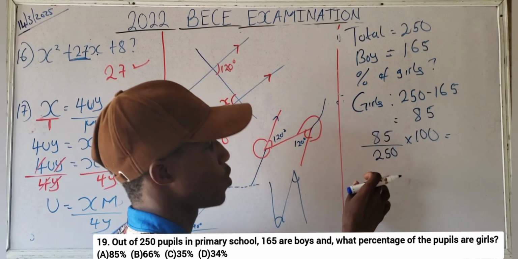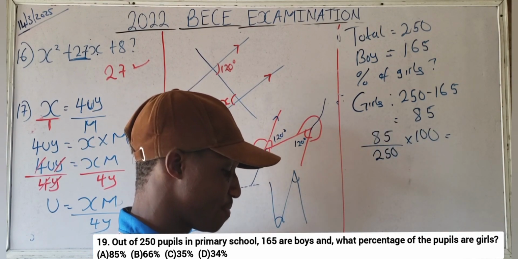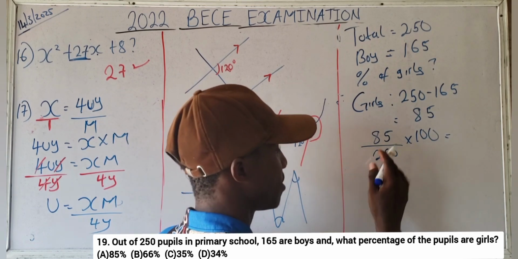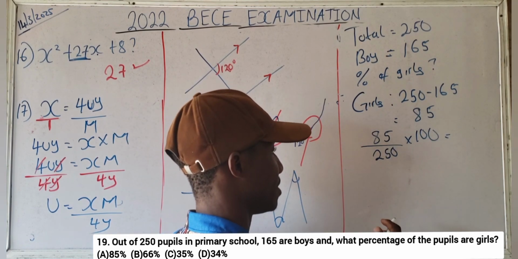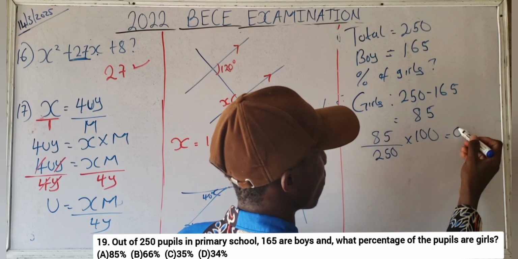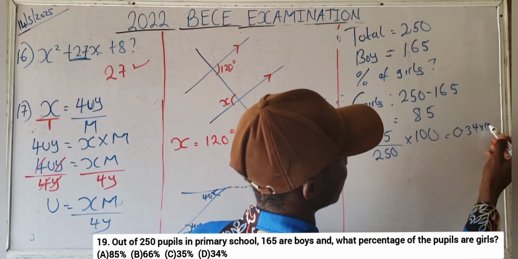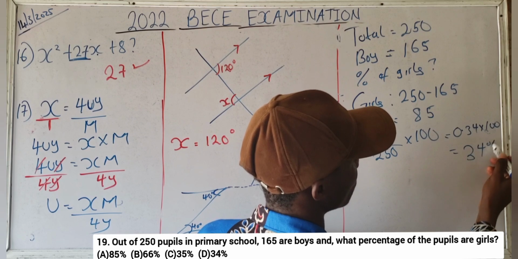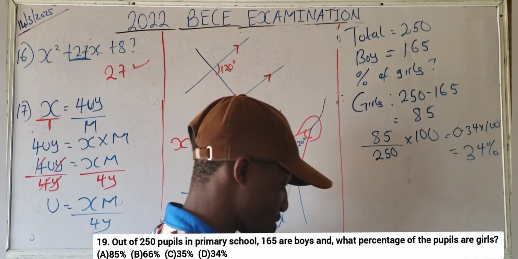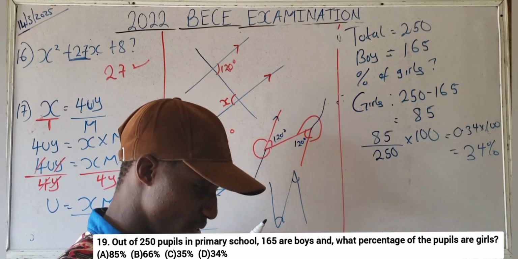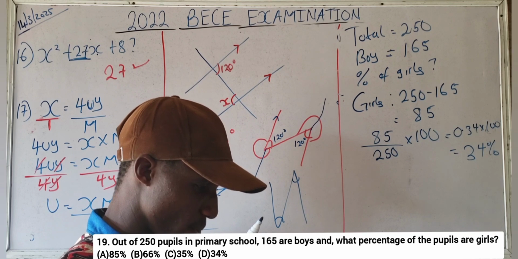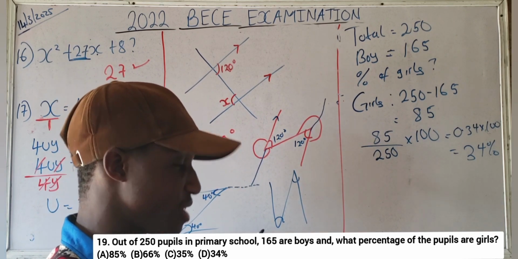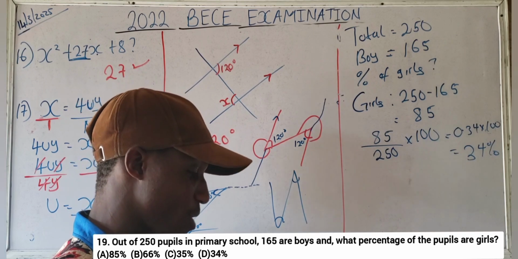We have 85, so 85 divided by 250, multiplied by 100. 85 divided by 250 is 0.34. 0.34 times 100 will be 34%. Okay, so let's check the right option. Yes, option D is the right option. 34% is the right option. Are you getting what I'm trying to say?